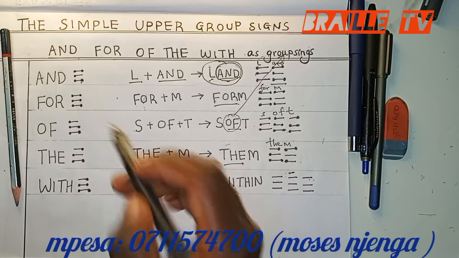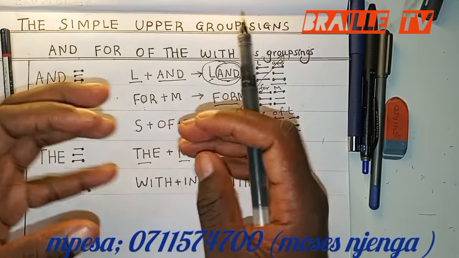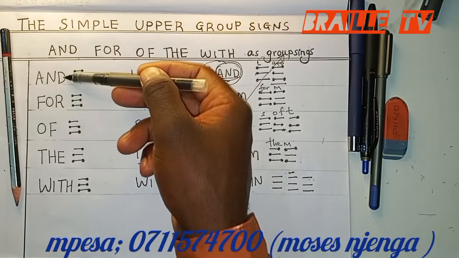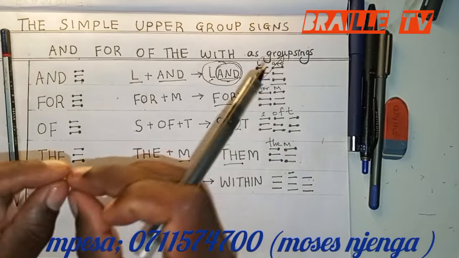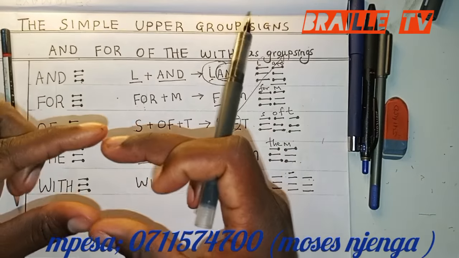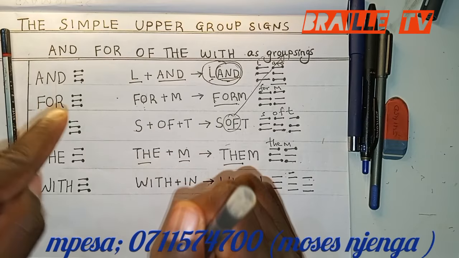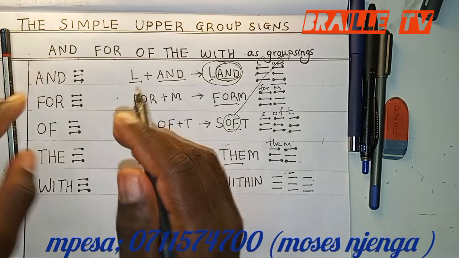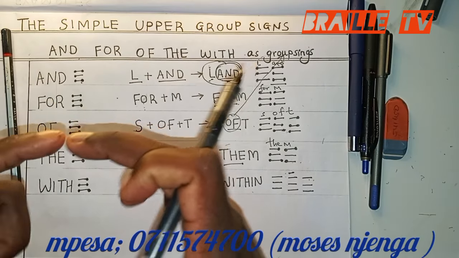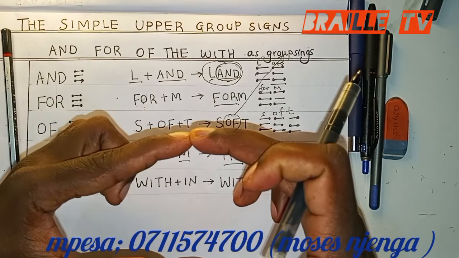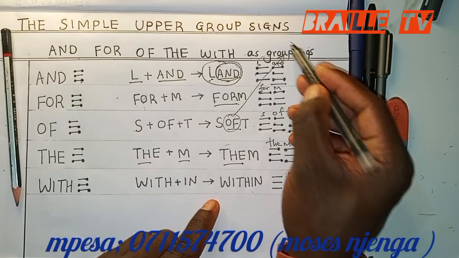But now they can also be used as group signs, whereby when any word contains these 5 words in them, you contract them. And then when you contract them inside a word, they are no longer word signs. They are group signs. Because a word sign is where they stand alone to mean these words. But when you contract them within another word, it means you have used them as group signs. That's what we now call a group sign.